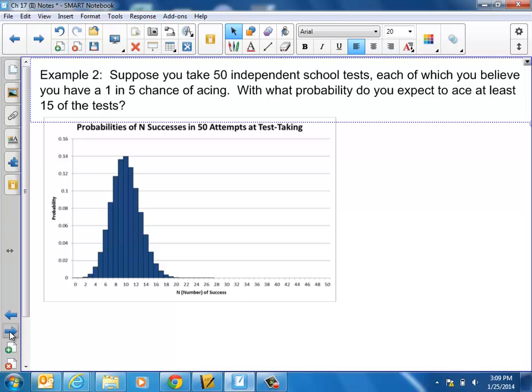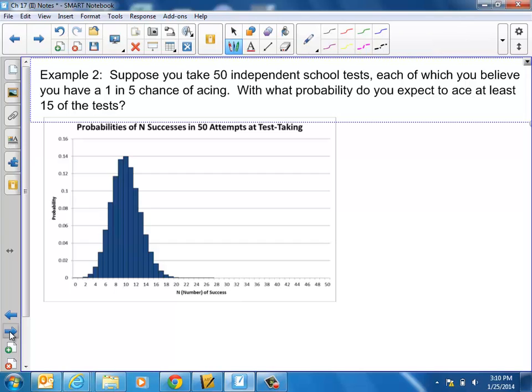With what probability do you expect to ace at least 15 of the tests? Okay. Well, ignore the histogram that we have here below, the relative frequency histogram, actually. And instead, for now, just focus on understanding the variable here. I think that's how I want to go about this.